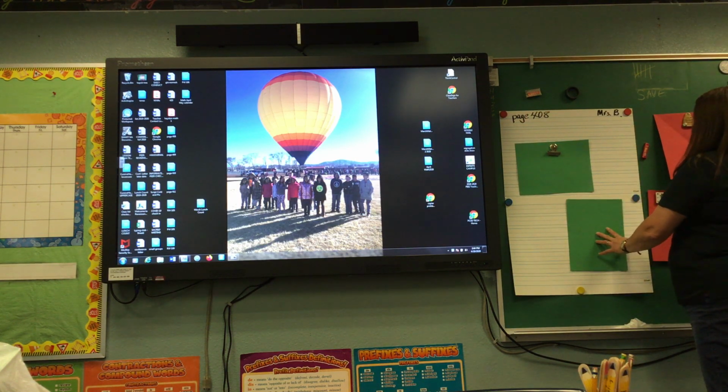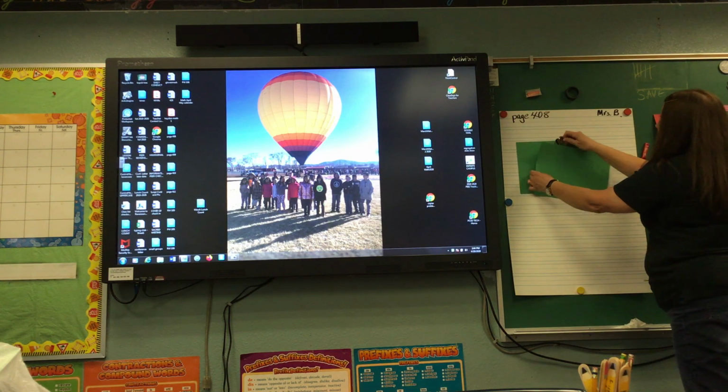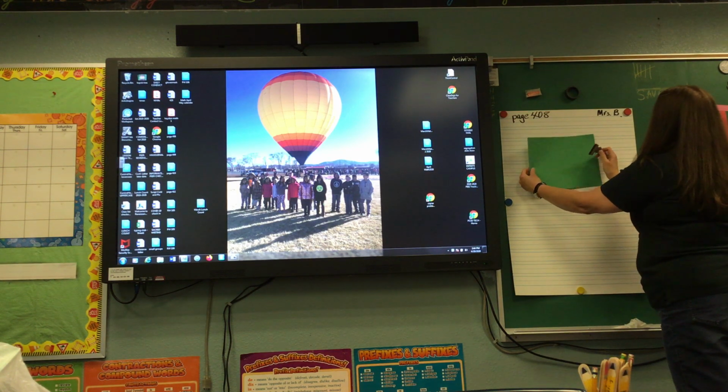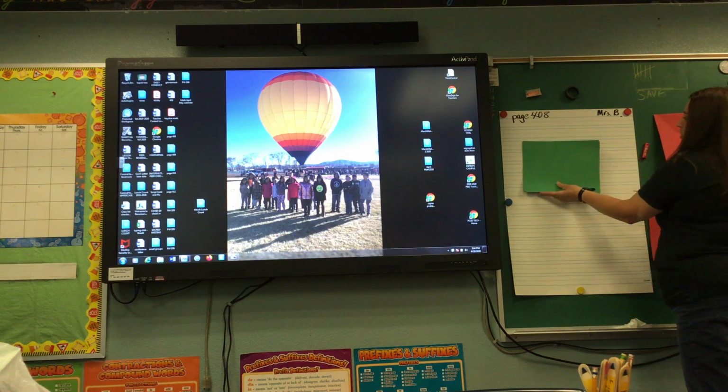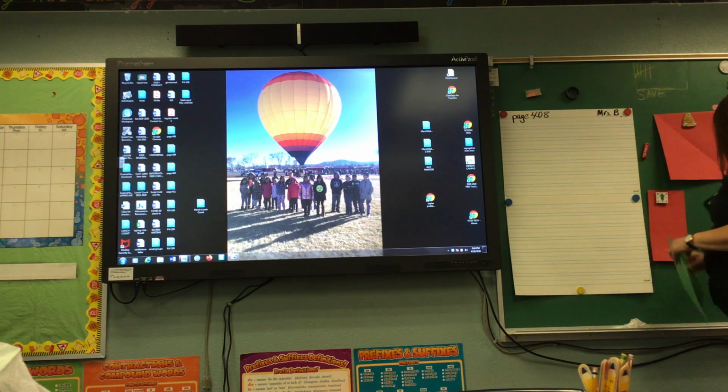If I was able to take this shape and move it, let's see if it's congruent. Does it completely cover the other one? It does. These two shapes are congruent. Same size and exact same shape. So those two shapes are congruent.